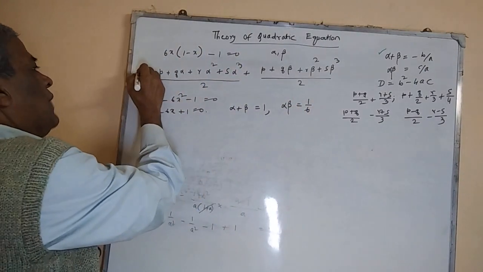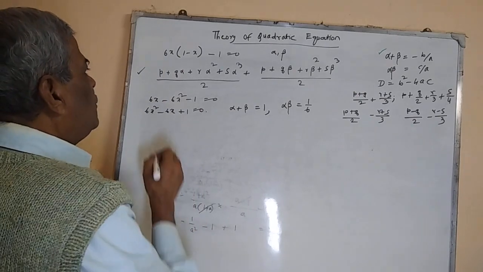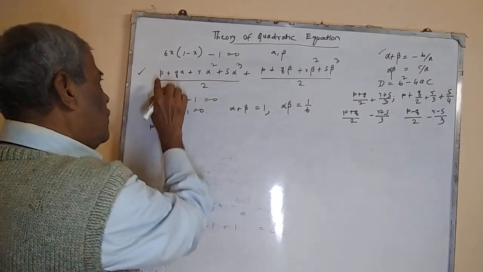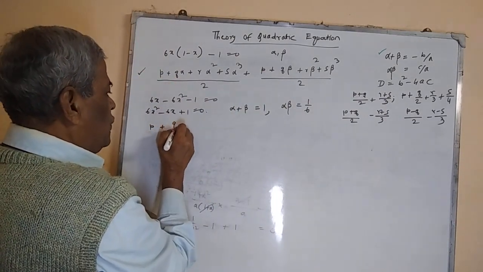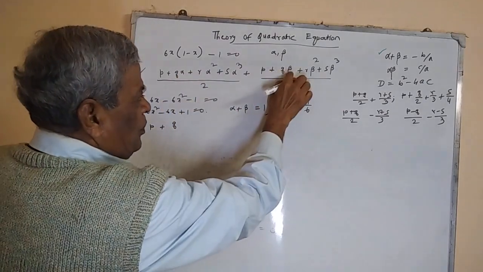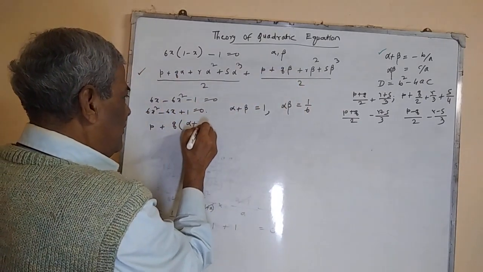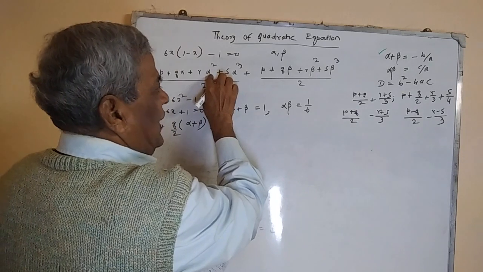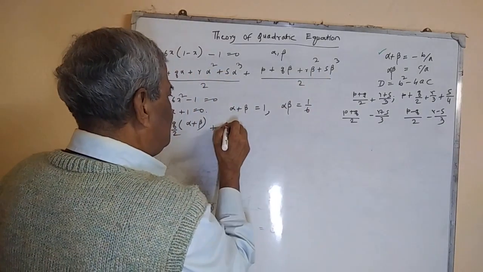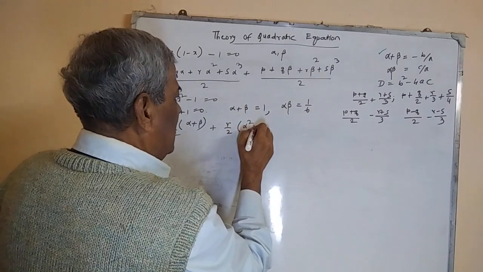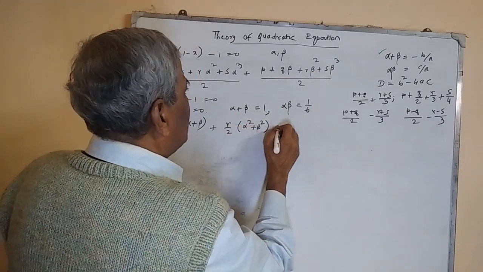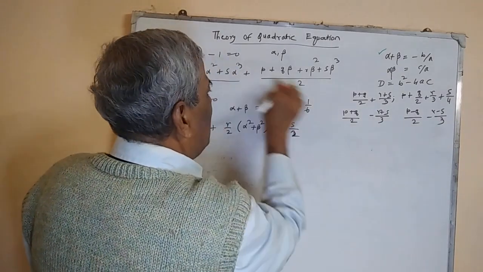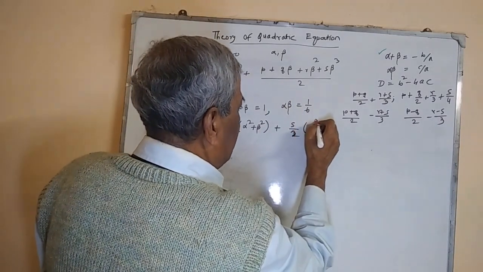Now we have to find the value of that. It is equal to p plus p by 2 plus p by 2, only p, plus q into alpha by 2 plus beta by 2, plus r into alpha square plus beta square by 2, plus s by 2 into alpha cube plus beta cube.